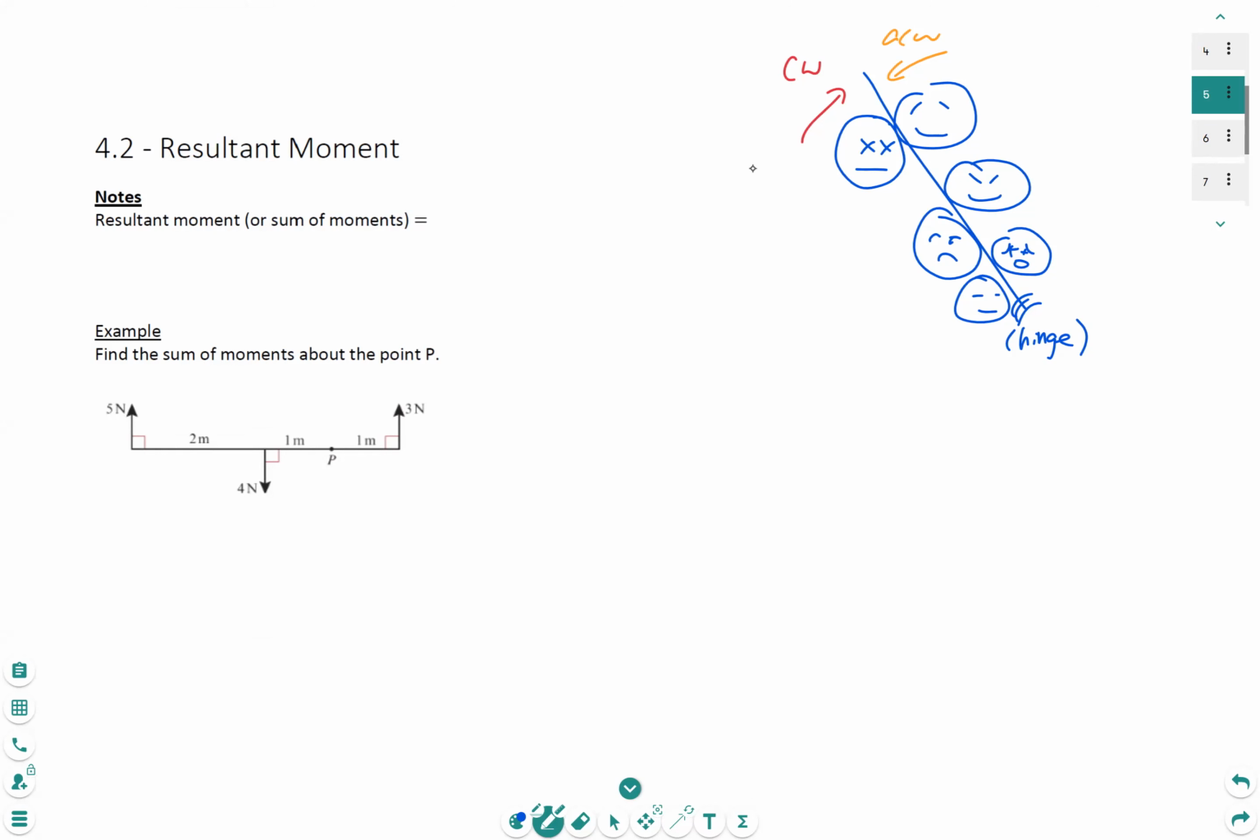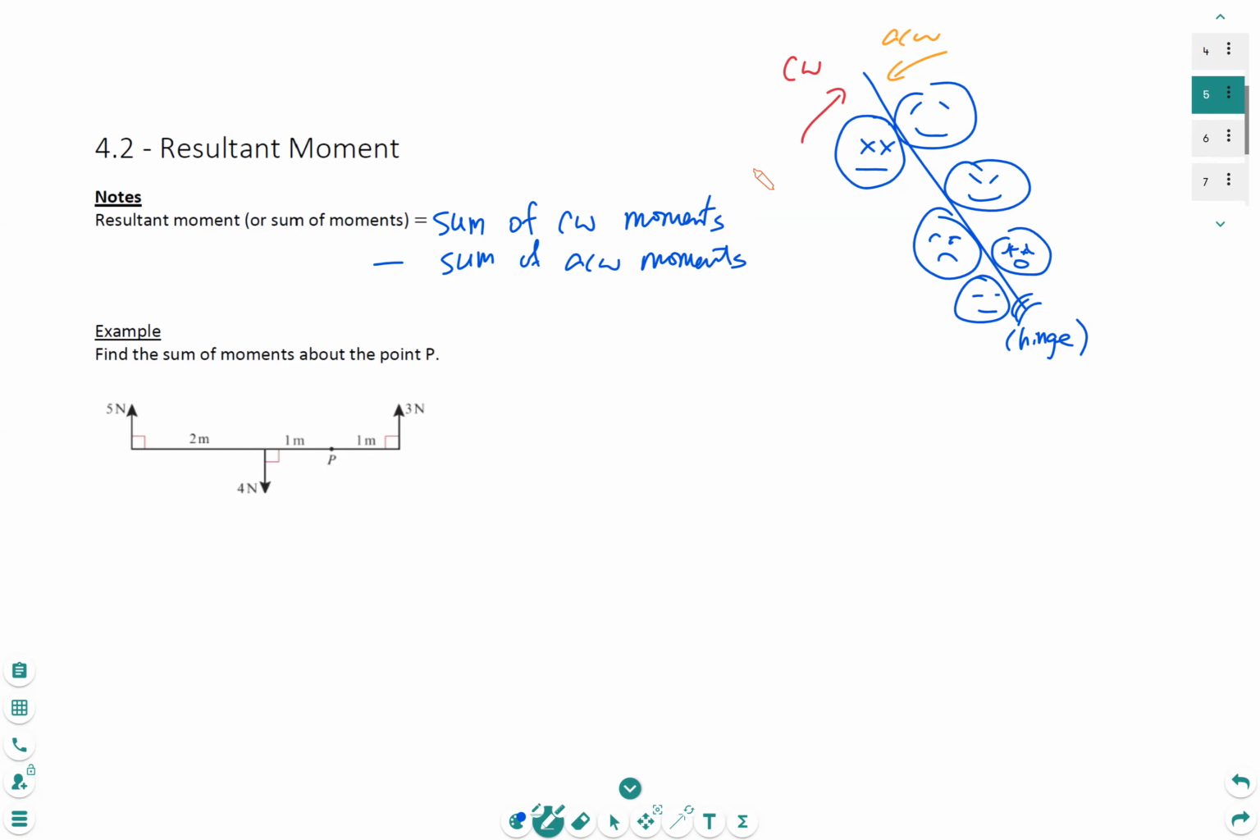So what's resultant moment? Resultant moment is basically the verdict. So which side will win? The resultant moment, we call it sum of moments, is the sum of clockwise moments subtract the sum of anti-clockwise moments.